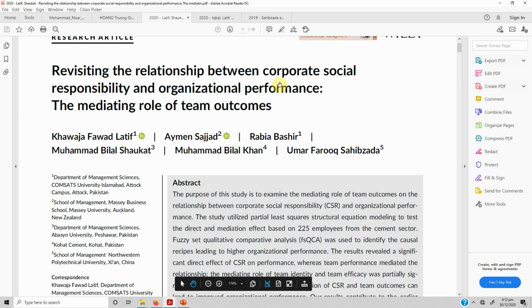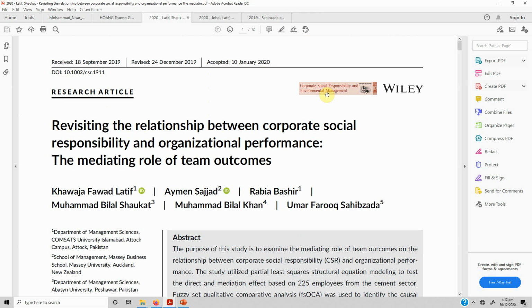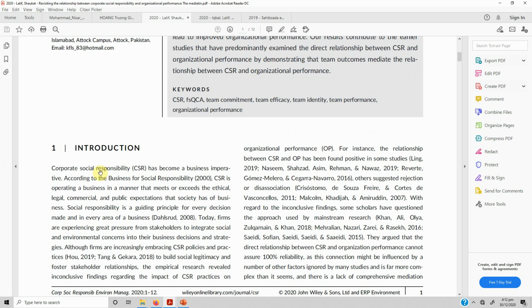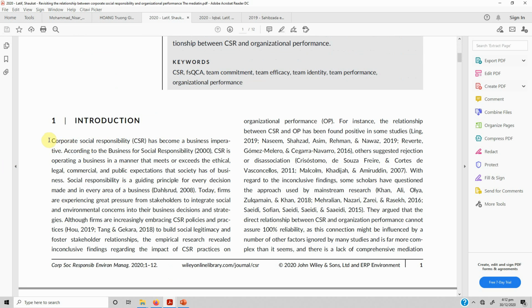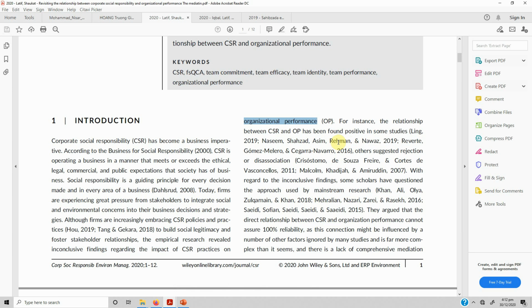Here is the paper, Revisiting the Relationship Between Corporate Social Responsibility and Organizational Performance: The Mediating Role of Team Outcomes. Since the journal is Corporate Social Responsibility and Environmental Management, it only fits that we started with corporate social responsibility. We started with the value of corporate social responsibility, how it's important. Following this, we moved on to the empirical research revealing inconclusive findings regarding the impact of CSR practices on organizational performance. How are there inconclusive findings? This is supported by literature.